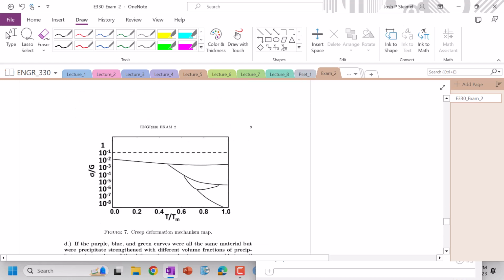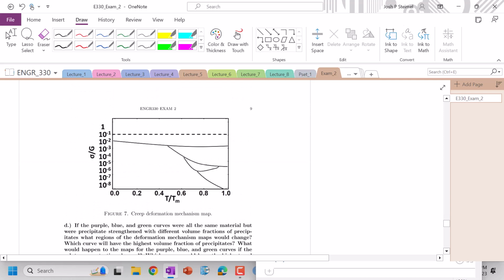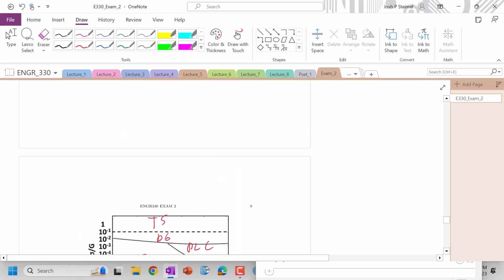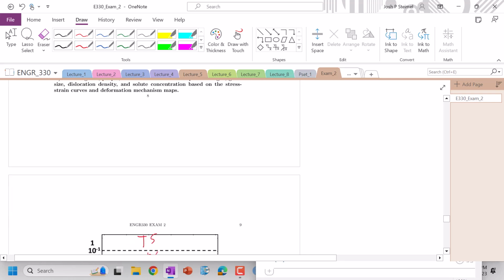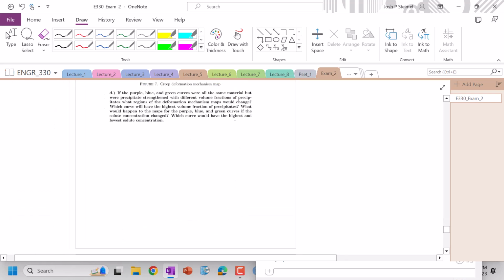So we have the green curve here. So this is our curve: theoretical, dislocation glide, elastic, power law creep, Coble creep, Nabarro-Herring. Let's see, label sections, boom, we got it. Looking at the other maps, which ones could correspond to the purple and blue curves? Fill out all sections of the map, so let's go ahead and look over here.